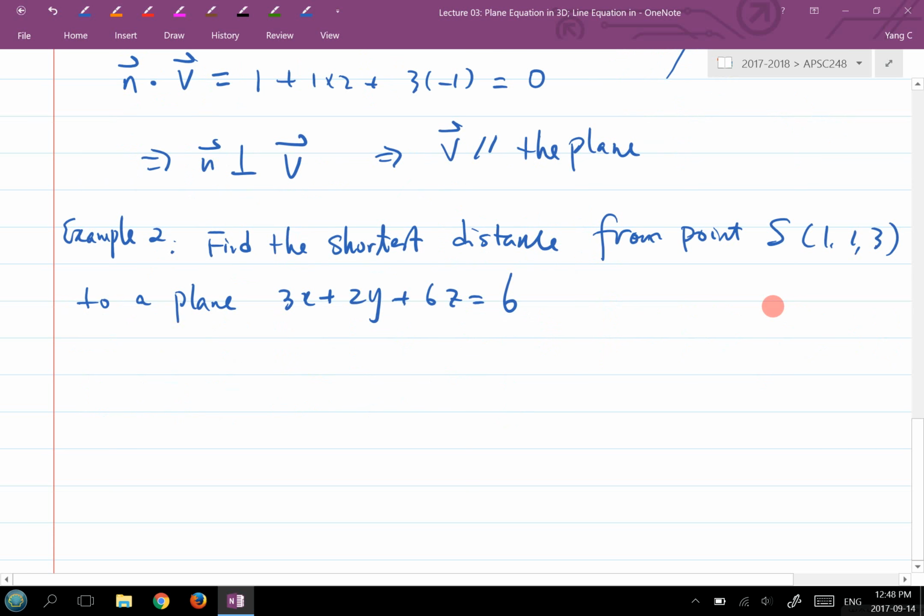And before you even get started, I always suggest you just illustrate this question. Illustrate what this question is asking you for. So you've got a plane here, and you've got a point here, and of course you're looking for the shortest distance. So shortest distance meaning you project the point vertically to the plane, and then try to find this distance d here.